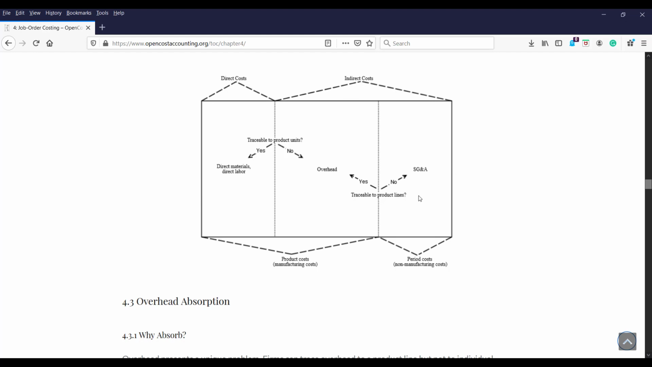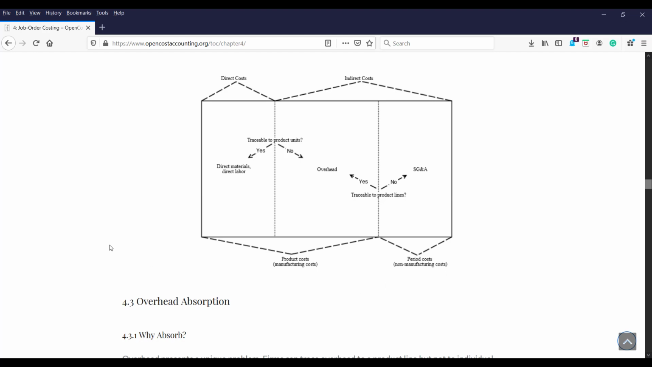At the other end, of course, we have our SG&A, standing for Selling, General, and Administrative Costs. Sometimes you just hear this as general and administrative costs. Sometimes they have other terms for it, but the general idea is the same. These are costs that really you can't trace to individual product lines. They're indirect, and in fact, they're period costs, non-manufacturing costs.